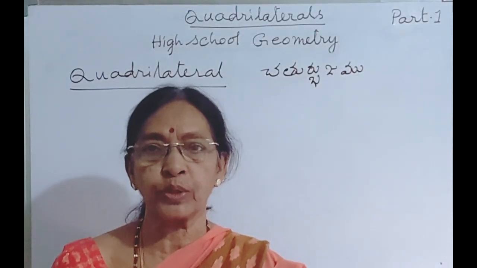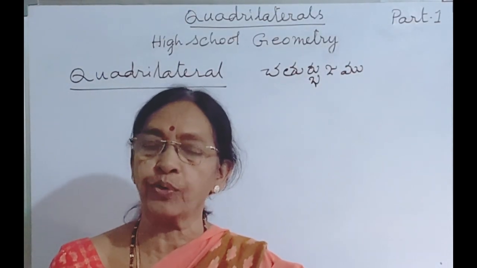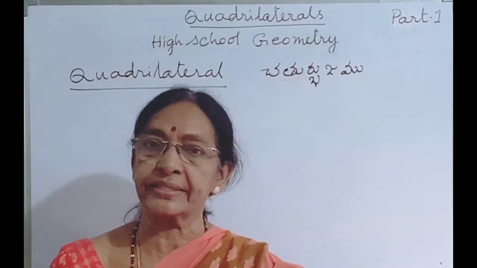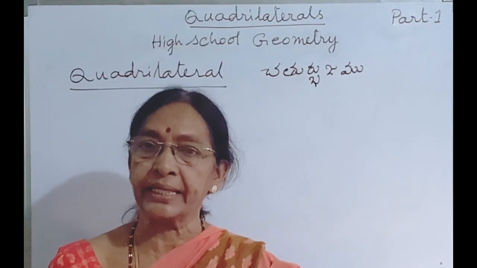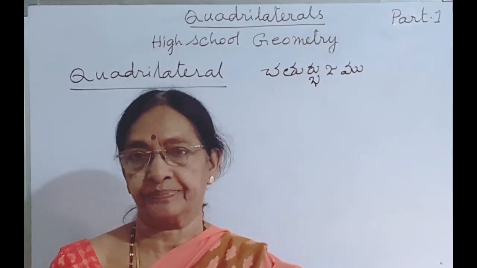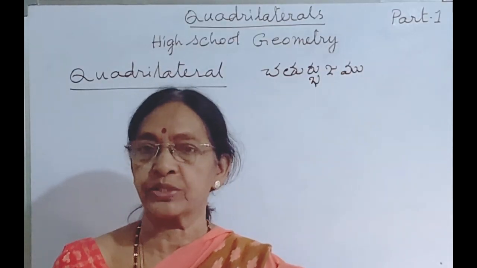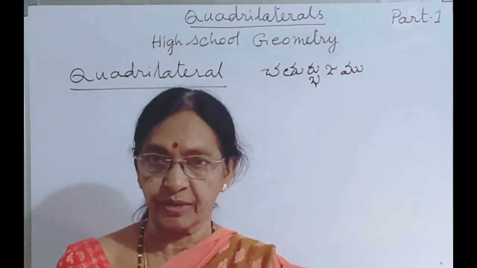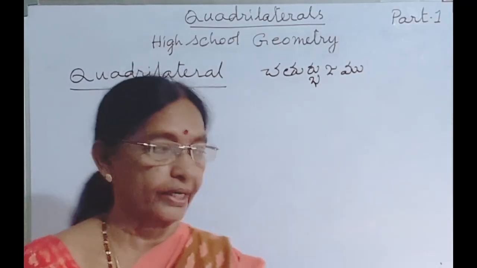Quadrilateral is a simple closed figure formed by 4 line segments such that no 2 line segments intersect at any point other than their end points. 4 line segments వాటి ఎండ్ పాయింట్స్ దగ్గర మీట్ అవుతూ క్లోజ్డ్ ఫిగర్ని ఫామ్ చేస్తే దాన్ని క్వాడ్రిలేటరల్ అంటారు.